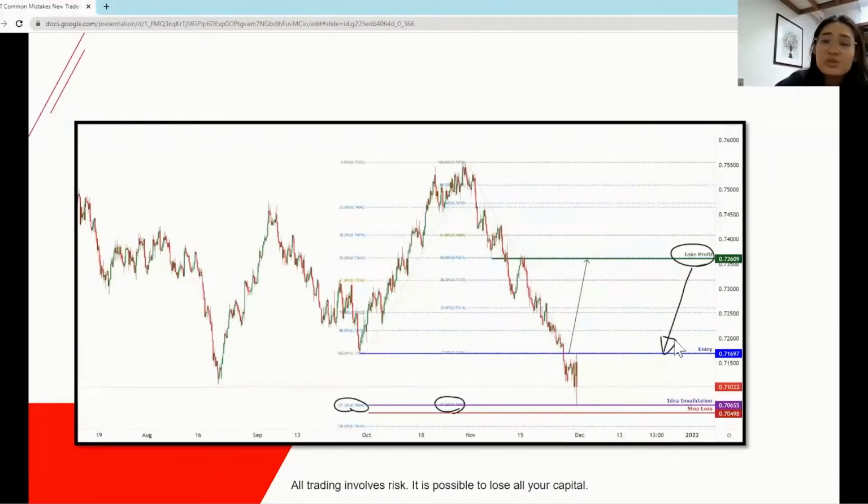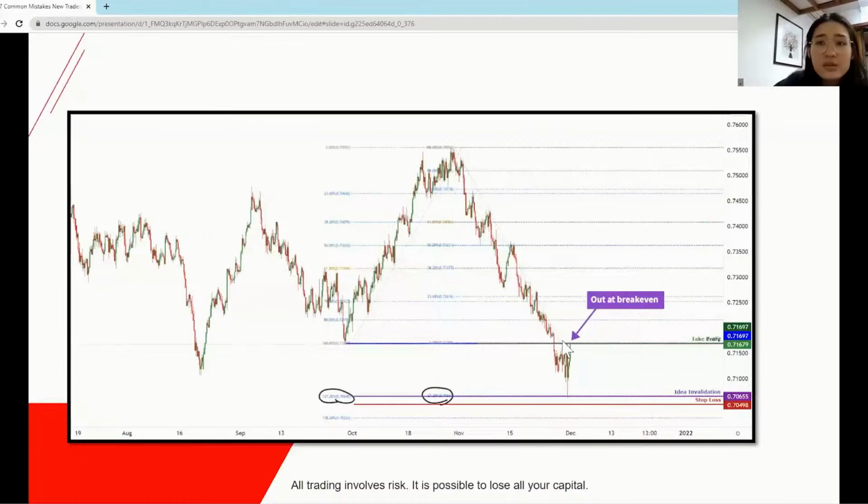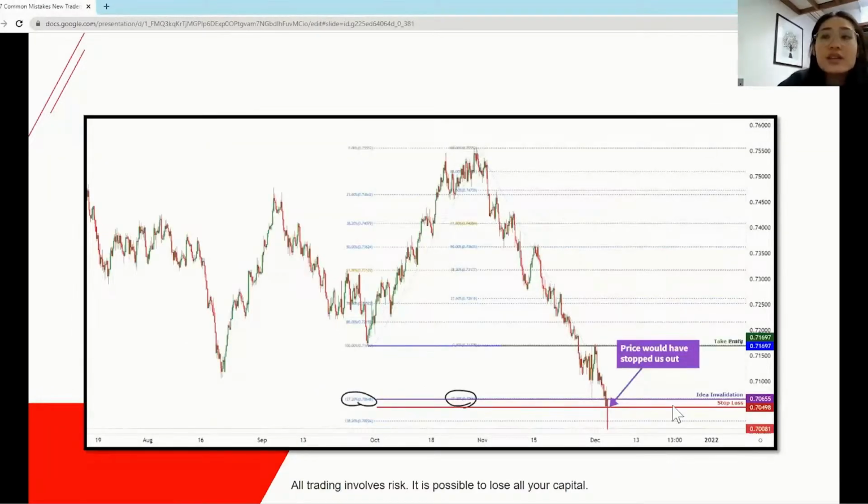So what do we do? We move our take profit towards our entry. And then we see that we actually make break even over here. So we get out at break even. So if we didn't change our take profit to our entry, we would have gotten stopped out because price would have continued to go down towards our stop loss.